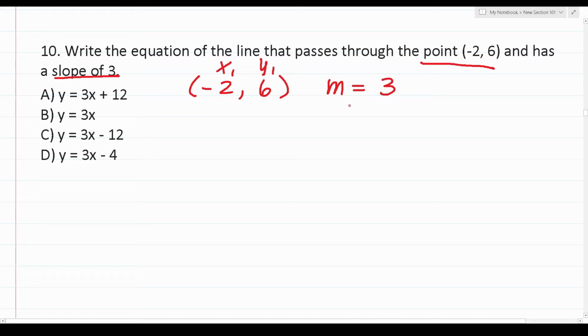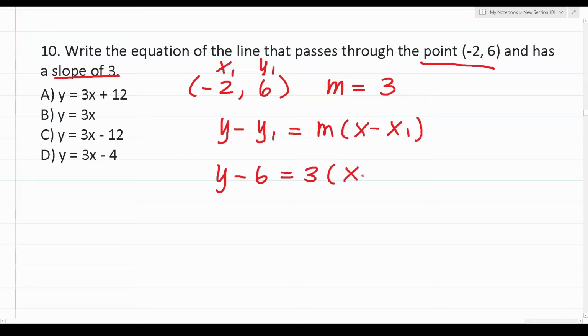All right, so with those two things identified, all we have to do is plug those values into the point-slope equation and solve for y. And the point-slope equation is this: y minus y1 equals m times x minus x1. And as it happens, we know what all those things are. y1 is right here, it's 6. m is right here, it's 3. And x1 is right here, it's -2. So let's plug those in and simplify accordingly. This becomes y minus y1, which is 6, equals m, m is 3, times x minus x1.